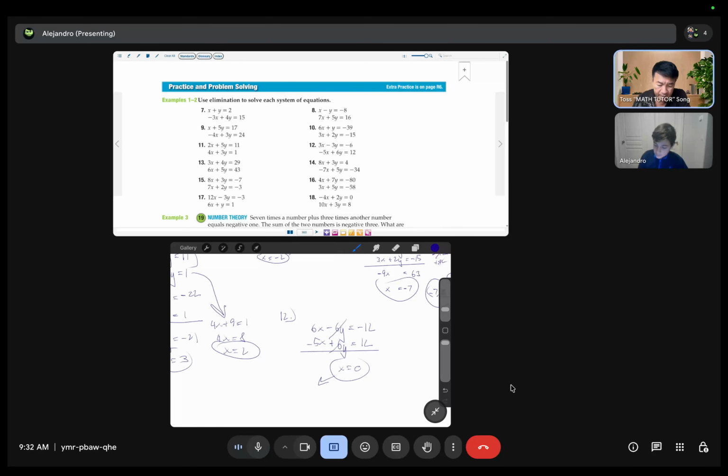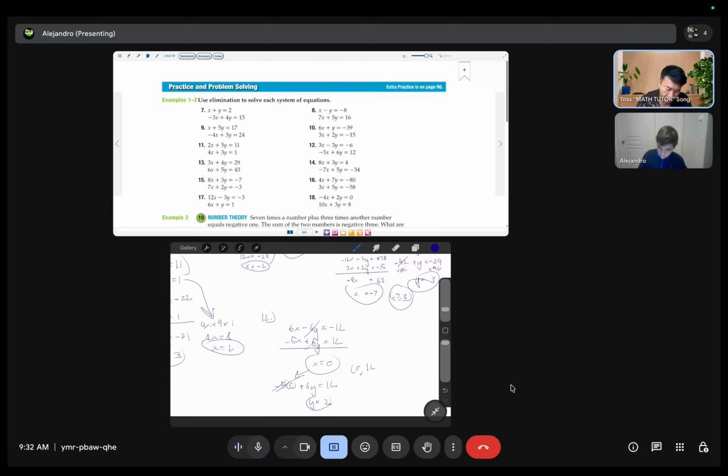And then plug the x into, I'd plug it into the second equation. Negative 5 times 0 plus 6y, because you can see 6 divides into 12 easily. So y equals 2. Again, you can write it as 0, comma 2 if you want.